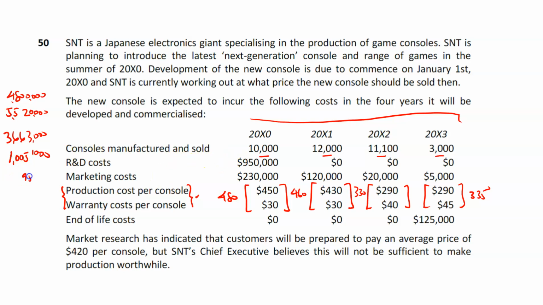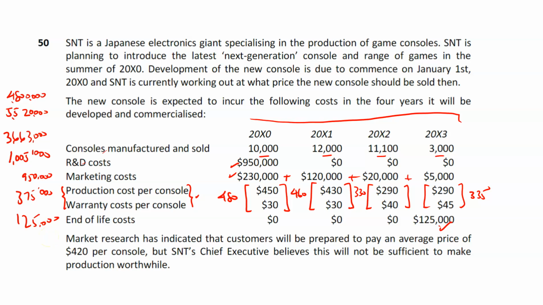Chuck that in, 950,000. Then I have my marketing costs. I have 230 plus 120 plus 20 plus 5, and let's add all that together. That's 375. And I think we have the end of life cost of 125,000. So add all these together.